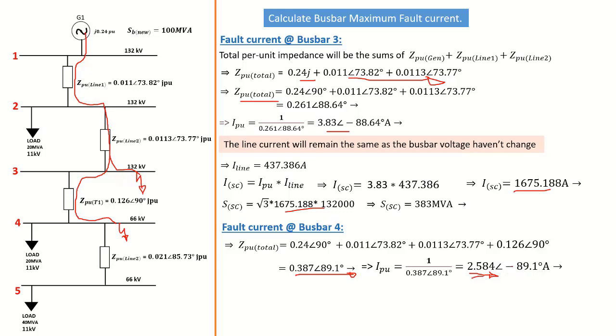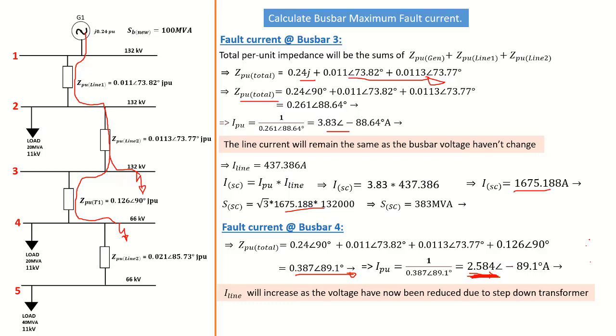As we've stated, we only concern ourselves with the amplitude, the magnitude of the current, which gives us a value of 2.584 amps. So moving on, I line will increase as the voltage has now been reduced due to the step down transformer. So now our I line is no longer going to be 437. We now have to calculate our I line.